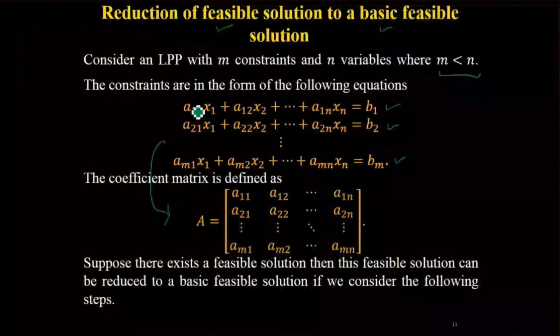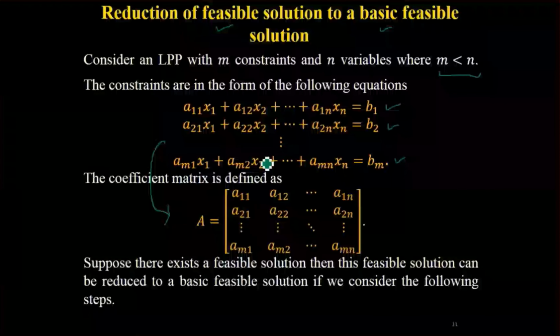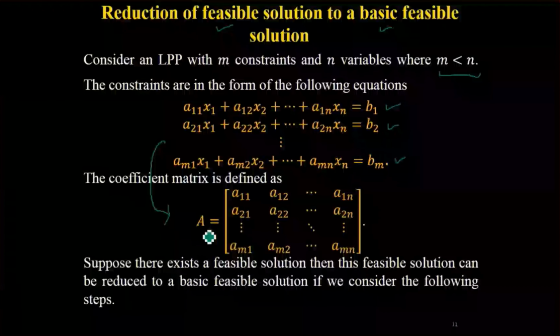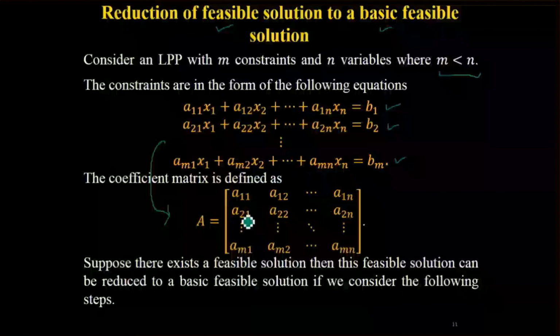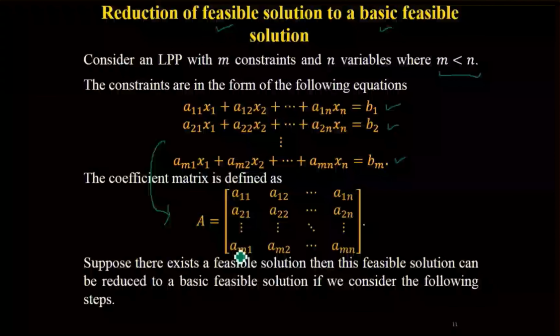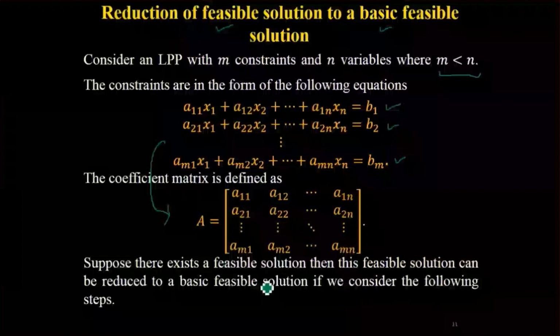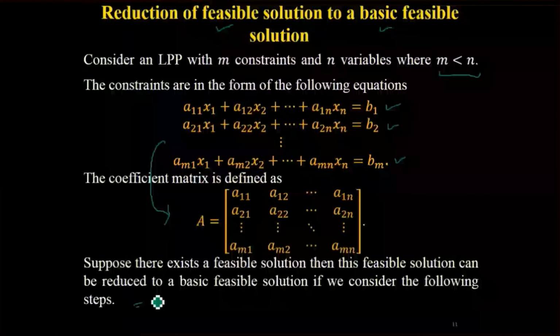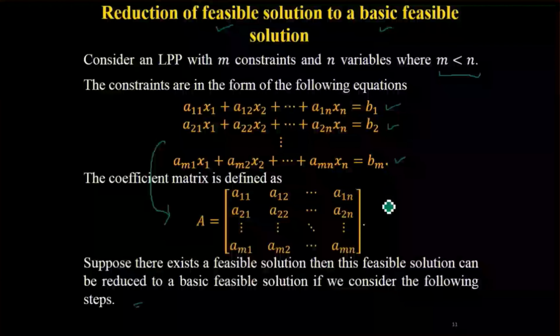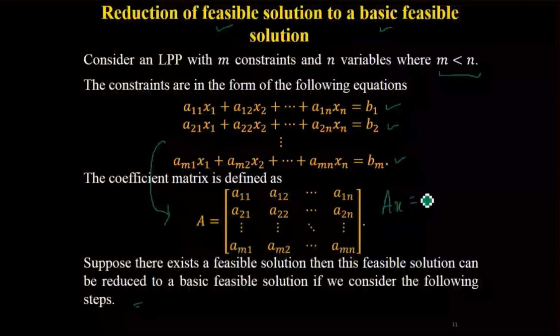Now if I write this in matrix form, the coefficients on the left side of the equation are a11, a12, a1n, a21, a22, a2n, am1, am2, amn. We can write them in matrix form A, where the first row is a11, a12 and so on up to a1n, and the mth row is am1, am2 and so on up to amn. Suppose there exists a feasible solution; then this feasible solution can be reduced to a basic feasible solution if we follow these steps. This set of equations we can convert into the equation Ax equal to b.